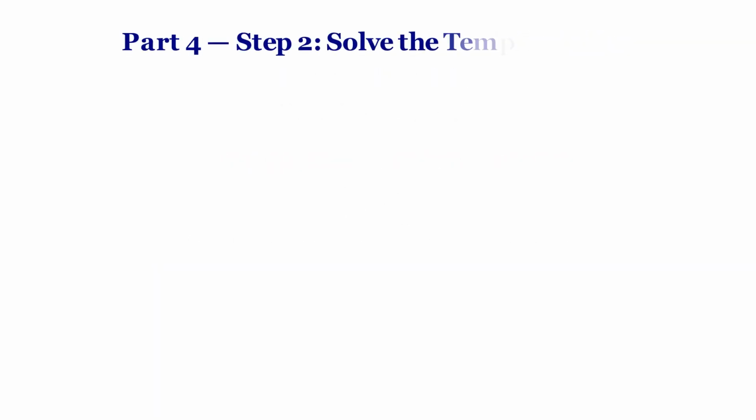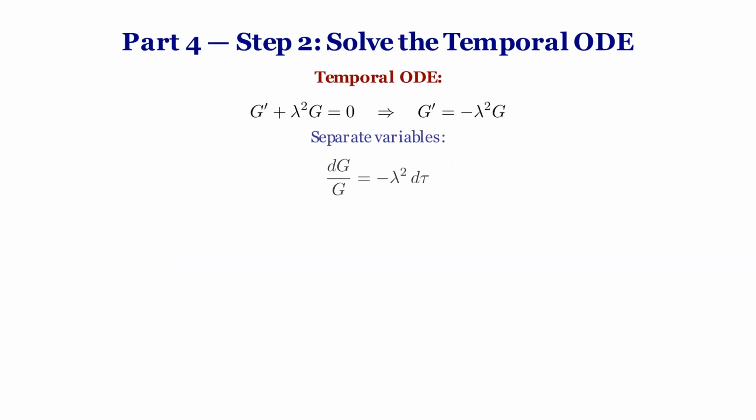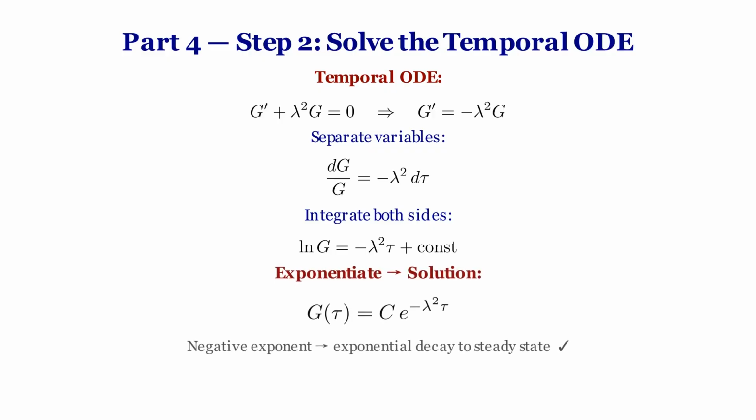Step 2. Solve the temporal ODE. The equation is g prime plus lambda squared g equals 0. This is a simple first-order linear ordinary differential equation. Let us solve it step by step. Rearrange, g prime equals negative lambda squared g.